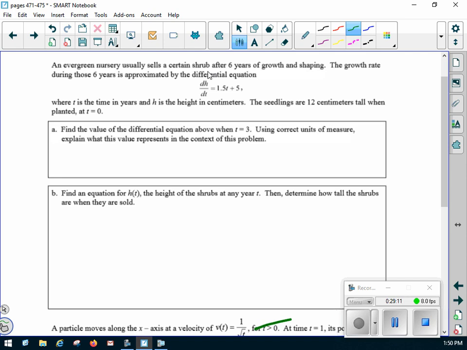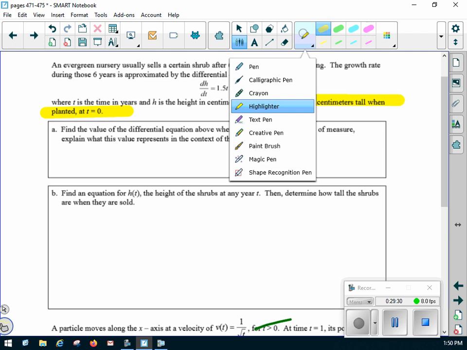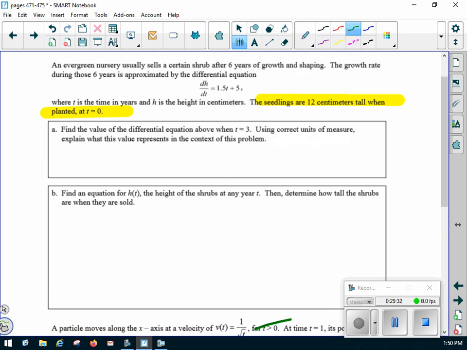Where T is the time in years and H is the height in centimeters. The seedlings are 12 centimeters tall when planted at time 0. Now, the first thing I want you to do is mark that. You've seen some stuff like that on the free response problems, and I've told you that's not important because you didn't know how to deal with it yet. Well, you're going to start learning how to deal with it.